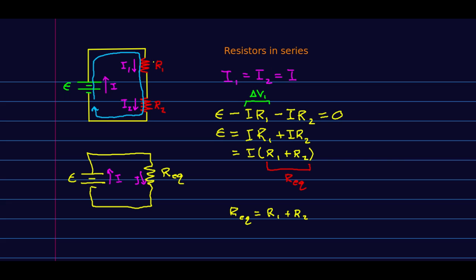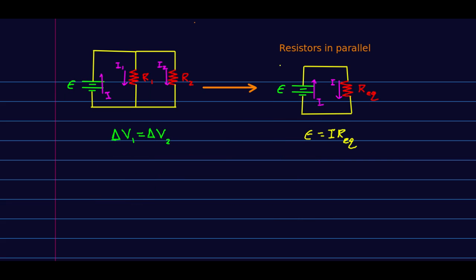And this would work if I had more than two in series. So I'll just write plus dot dot dot for as many resistors as you have that are all in series. The other special case is circuit elements in parallel. And so let's try and do the same trick. So here we have two resistors in parallel.